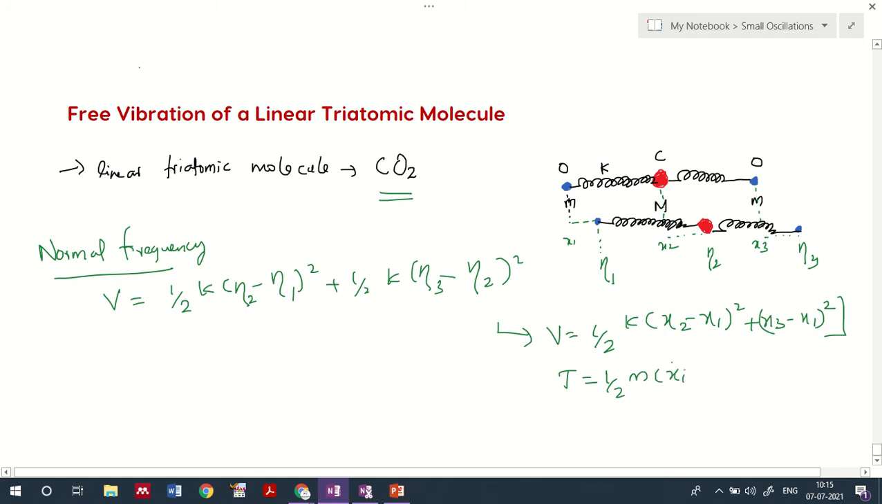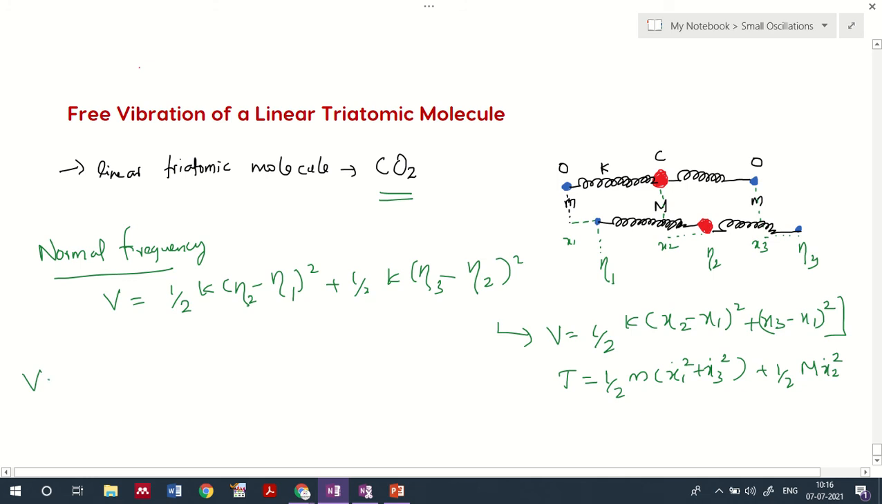m x1 dot square, plus half m x3 dot square, plus half capital M x2 dot square will be the corresponding representation if you represent the kinetic energy in x1, x2, x3, and similarly you can do the same representation corresponding to the potential itself. Now I am just continuing with eta 1, eta 2, eta 3.